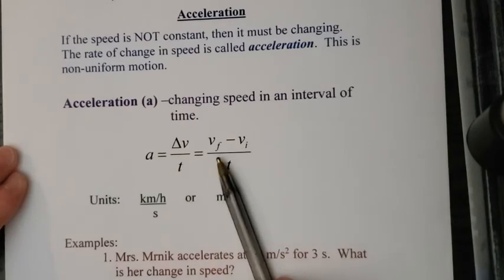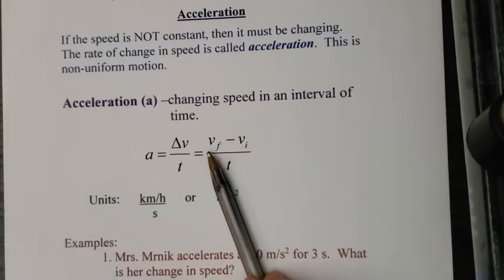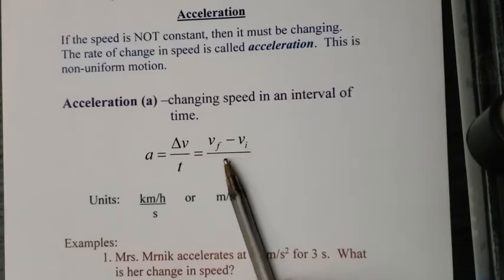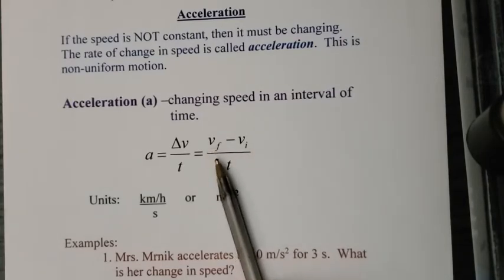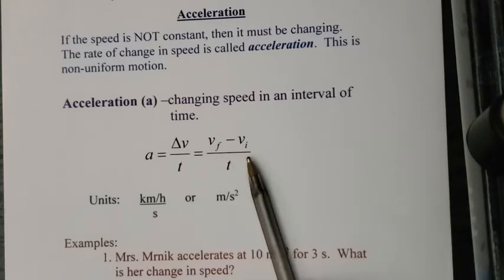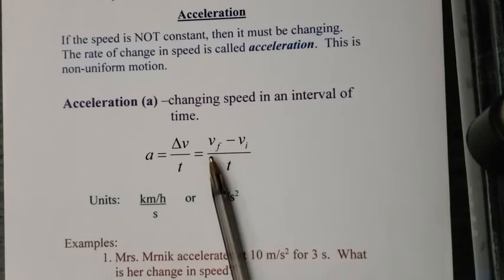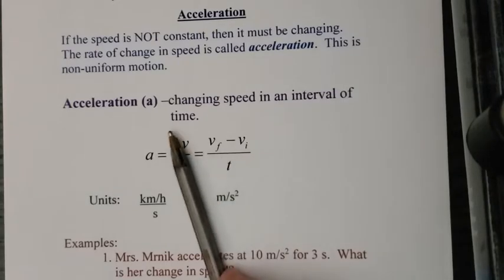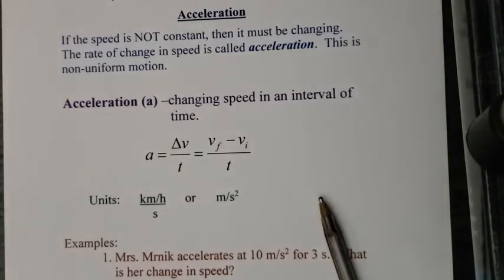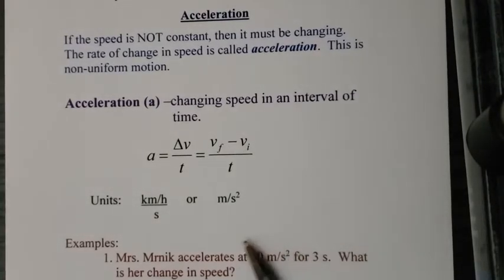The other way I could write the equation would be to say, all right, you're going from 20 meters per second to 50 meters per second. So you're going to have to subtract your two speeds to get your change in speed. So I've written VF minus VI. F stands for your final speed. I is your initial speed. So all you would have to do is take your final speed, subtract your initial speed, and that gives you your change in speed.